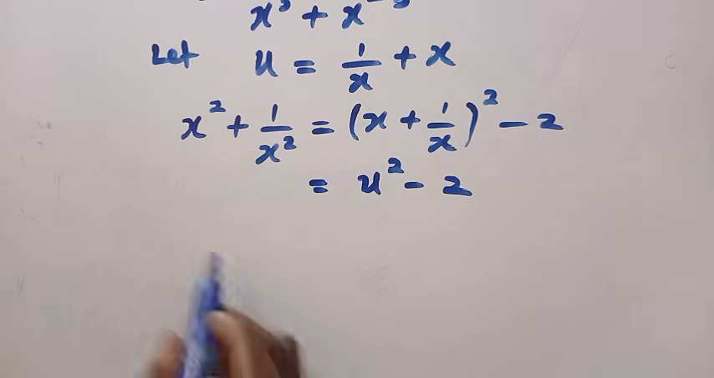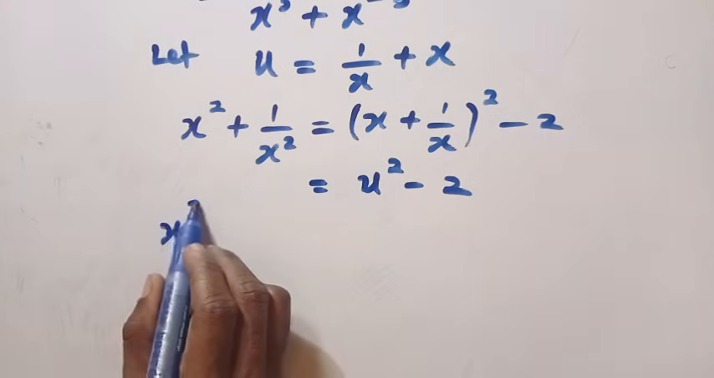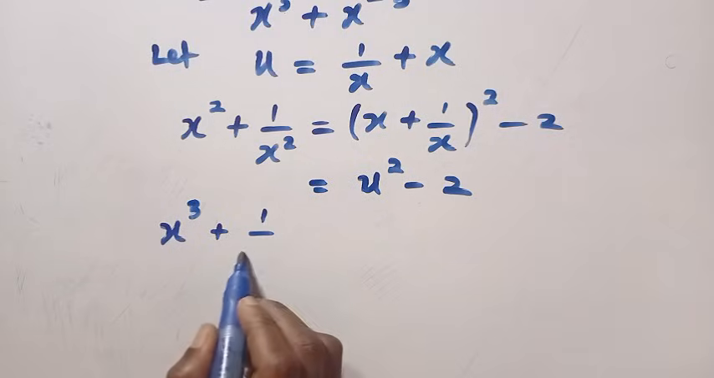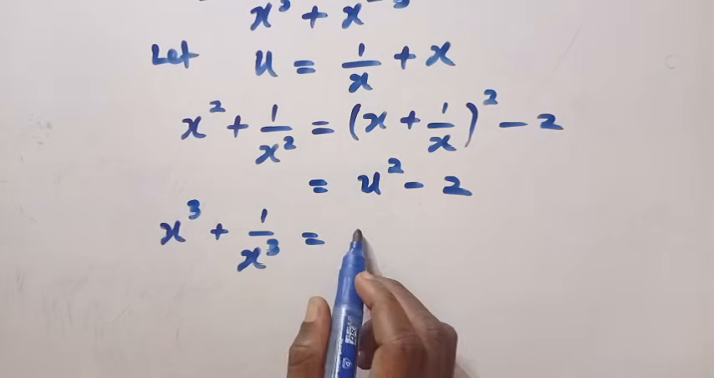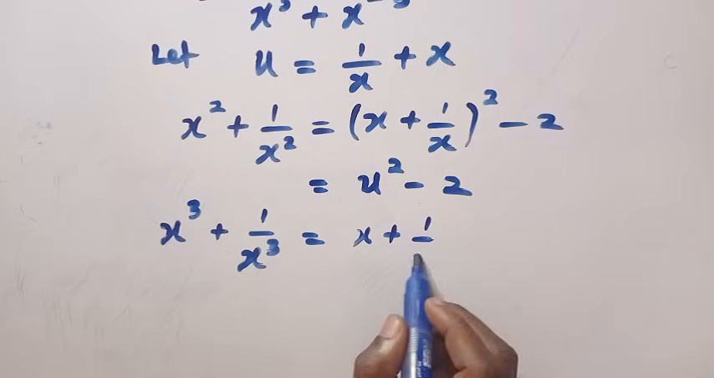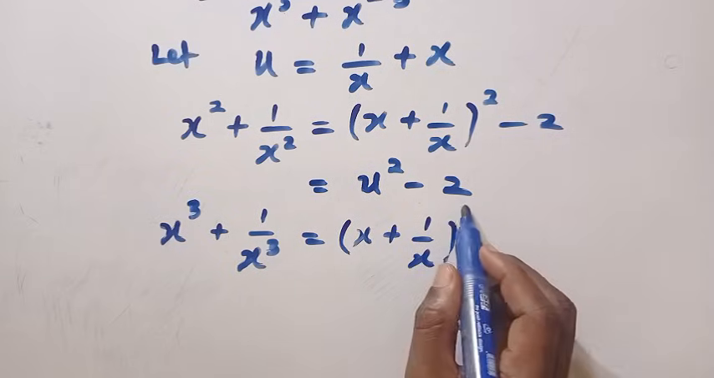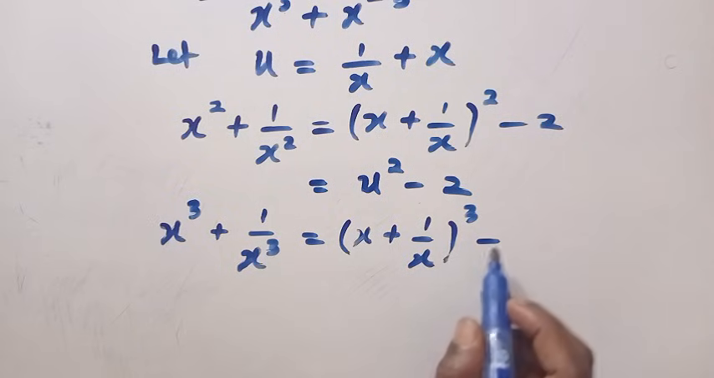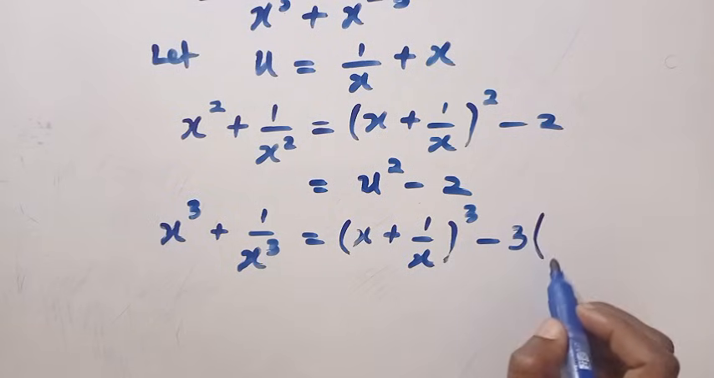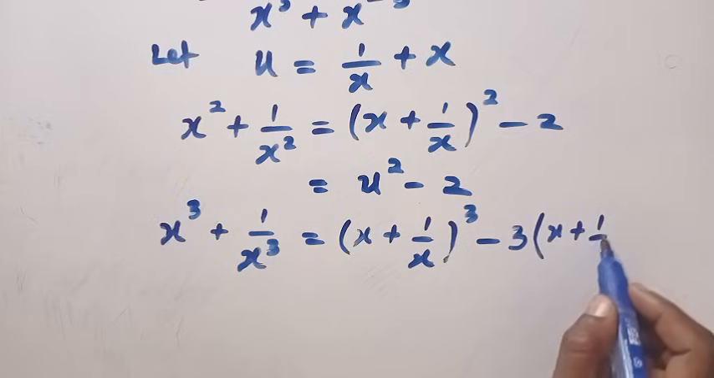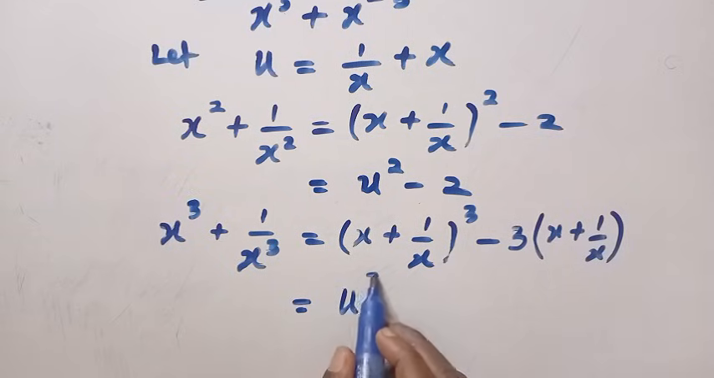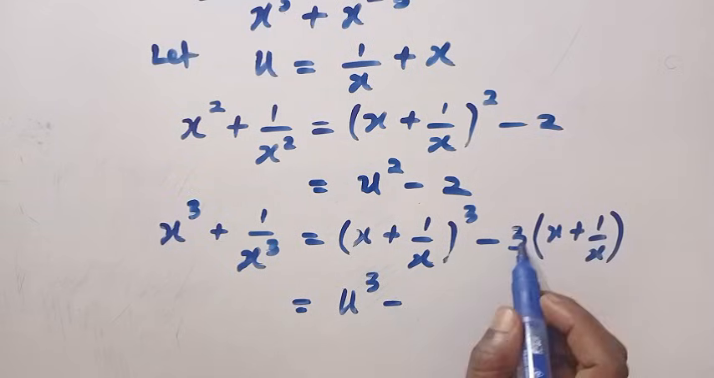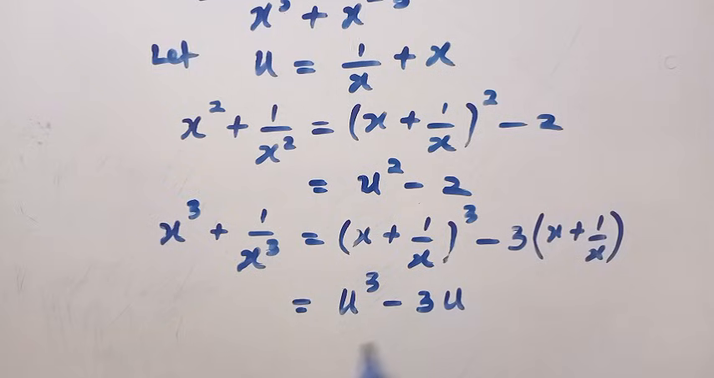And again, we can also find the solution to x power 3 plus 1 divided by x power 3. This gives us x plus 1 divided by x all raised to power 3 minus 3 into bracket of x plus 1 divided by x. Then x plus 1 over x is given as u, then raised to the power of 3 minus 3 multiplied by u.